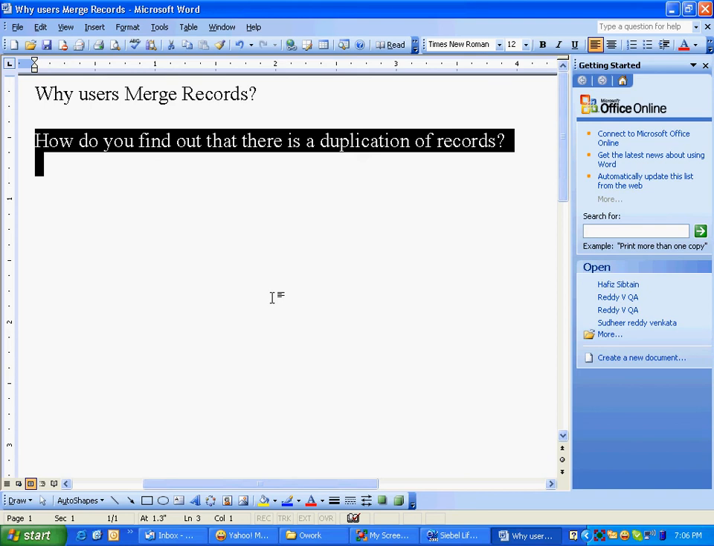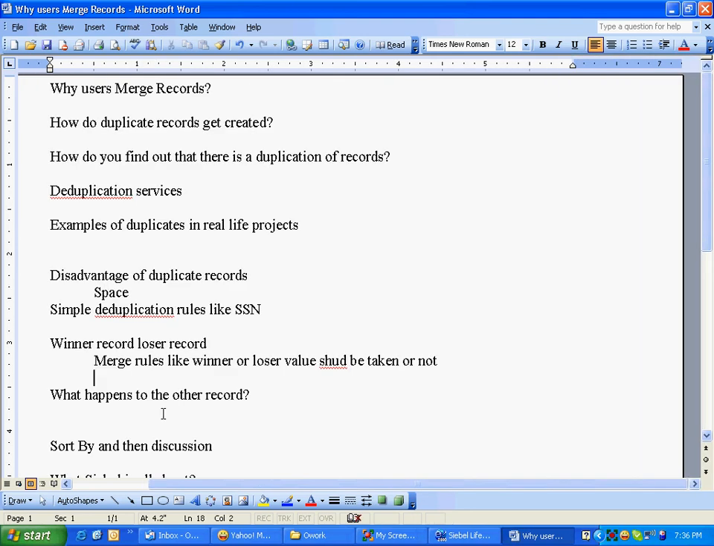Now your question is when and how do the duplicate records get flagged? Who finds it? How do people come to know that these are duplicate records? So many questions come to our mind. Why do users merge records in the first place? The answer I gave is because they're duplicates. Then the question comes, why do people create duplicate records, or how do they get created? What goes wrong that the users end up creating duplicate records?